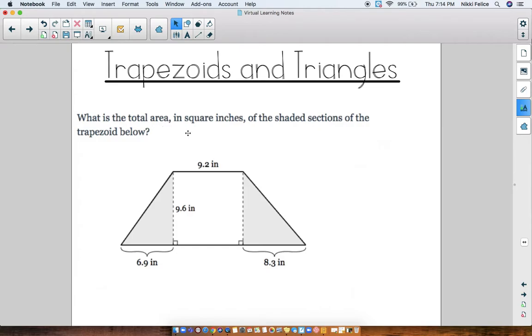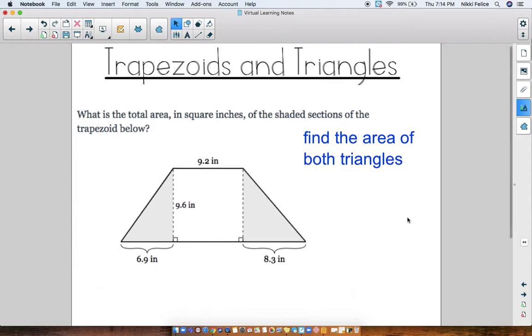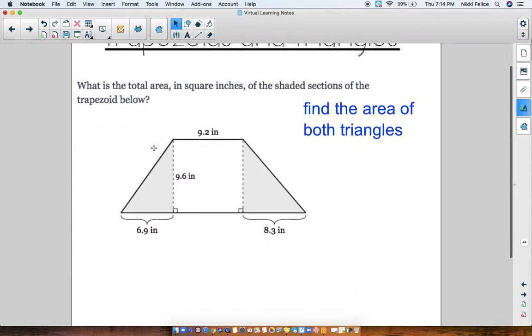What is the total area in square inches of the shaded sections of the trapezoid below? Well, here's my trapezoid, and you know how to find an area of that, but I only want the shaded parts. And the shaded parts are triangles. You know how to find the area of a triangle. The non-shaded part is a rectangle. You know how to find the area of a rectangle. So there's a lot of different ways we can do this. Right now, I'm going to solve this by finding the area of both the triangles, and then we can add them together, because that's all we want. We want the area of the shaded part.